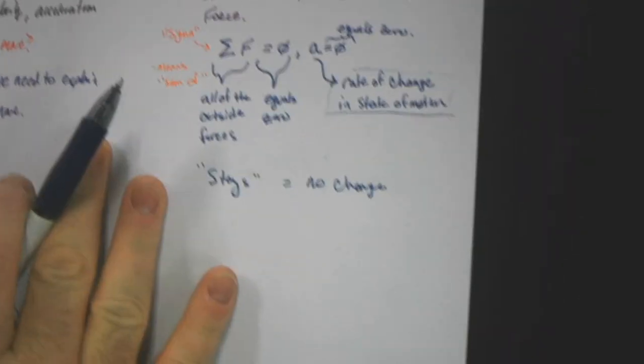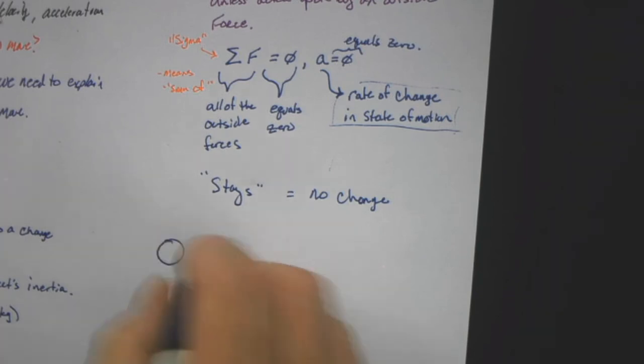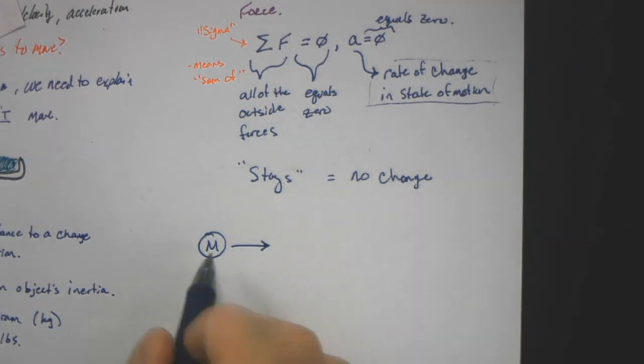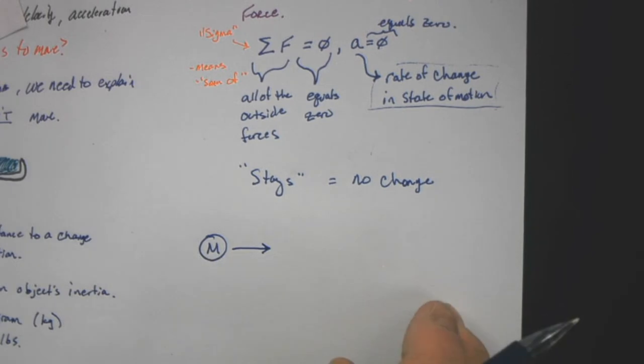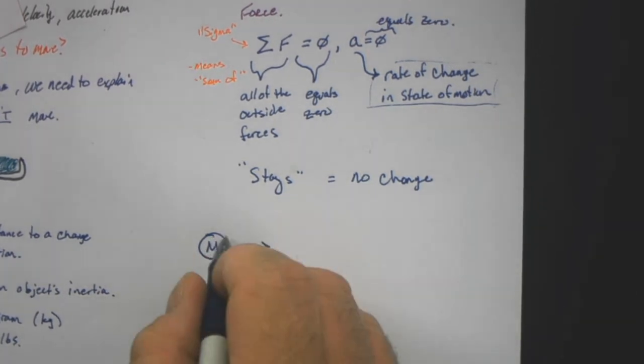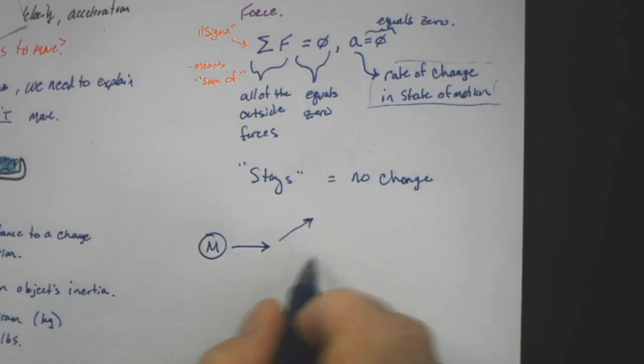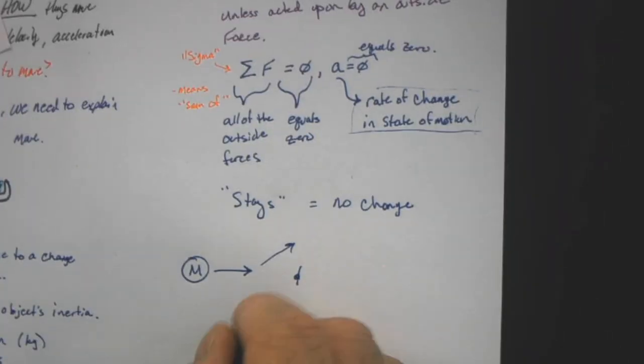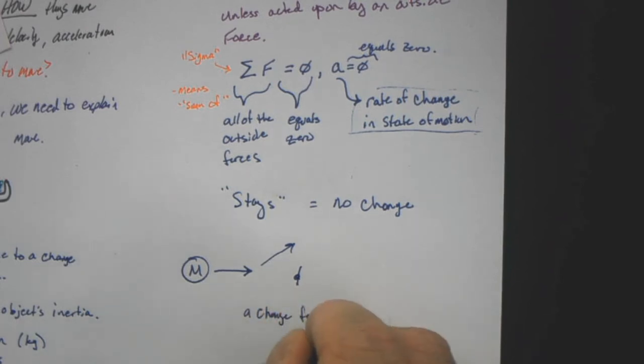That's the big thing, and basically it means this: if we have this big object, this big old M, and we're moving in that direction, in order to get it to change its state of motion, to change to, say, that direction, or to get it to stop, it's going to require what? It's going to require a force.